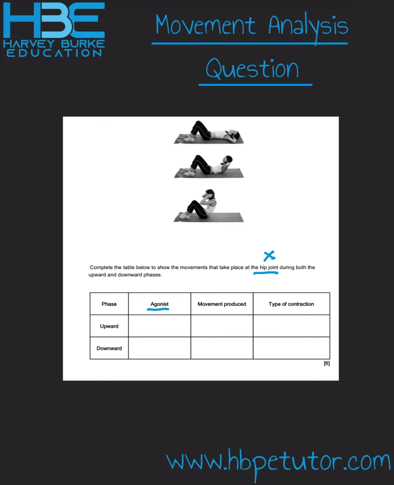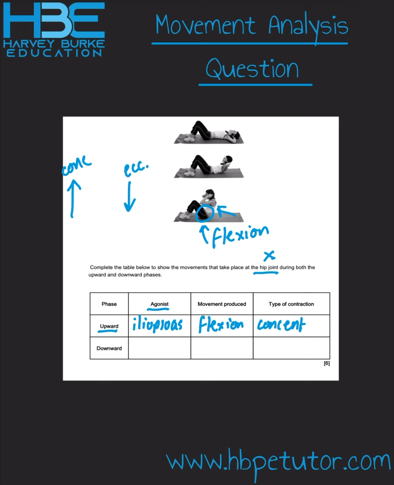So instead, we've got to think about what muscles are actually causing movement at the hip, and also what this movement at the hip is. So this movement is flexion, and the agonist for hip flexion is the iliopsoas. That is the hip flexor. So that is the agonist for flexion at the hip on this upward phase. And any upward phase movement is always a concentric contraction, and then the downward phase of that movement will always be an eccentric contraction. So because it's the upward phase here, we're going to go with a concentric contraction there.